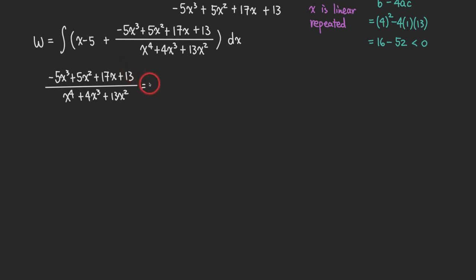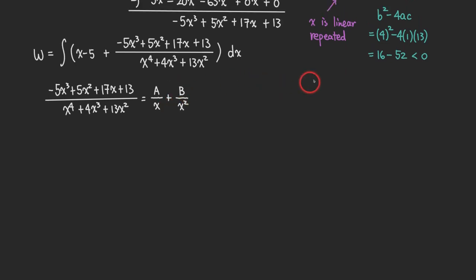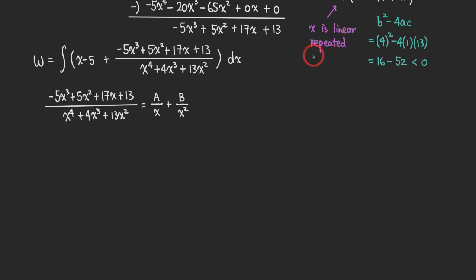Okay, so now the form of the decomposition would be a over x, and then plus b over x squared. Why do we get an x squared here? Because remember that x is a linear, repeated linear factor. So we start from the first power, and then we go all the way to whatever power that you see right here. And then the next one, because this one is an irreducible quadratic, we are going to be putting cx plus d over x squared plus 4x plus 13. Okay, so this is the form of the decomposition. And now we need to figure out the A, B, C, D.